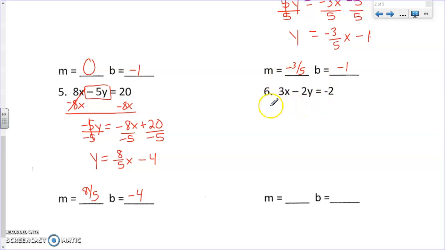Okay, again, we're going to need to solve for y, so I'm going to subtract 3x. So every time you move the x, divide by what's with y. So here is a -2y.